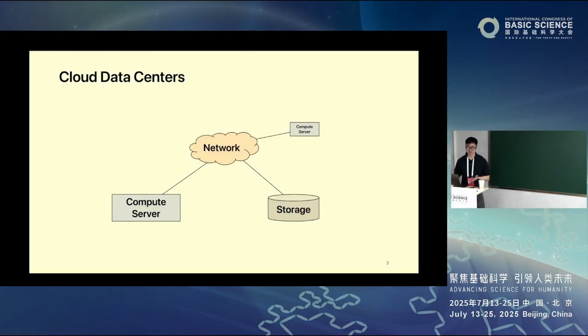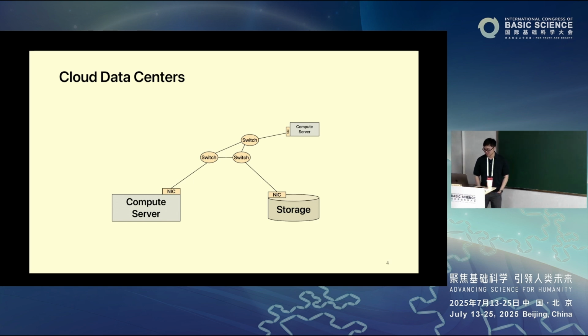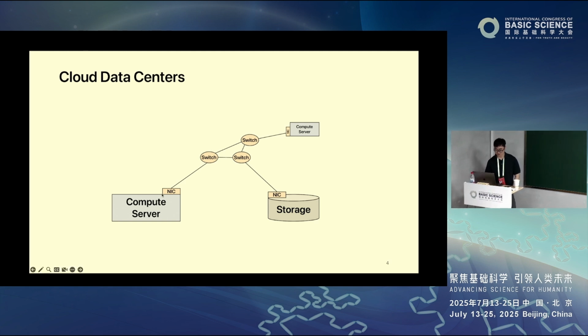This is why we can build this massive scale infrastructure. If we look at the inside of the network, it basically consists of the edge. The edge is basically the network interface card. Every server has a network interface card, including the storage server. That's how every server is connected to other servers.